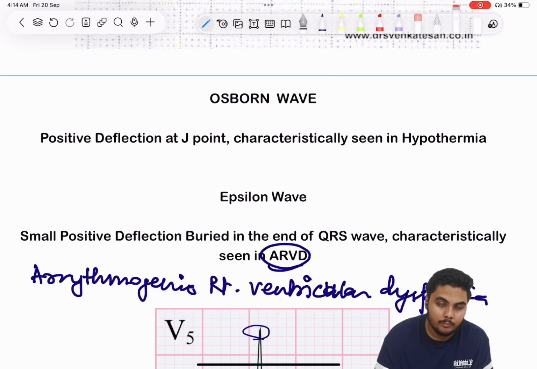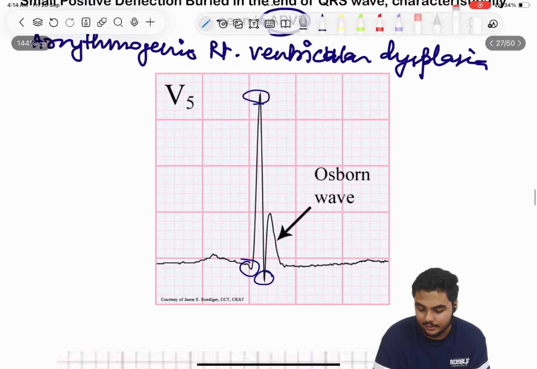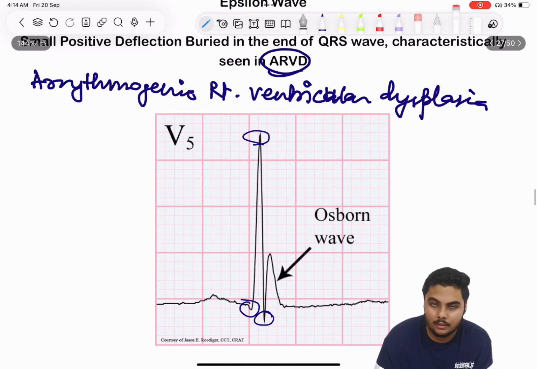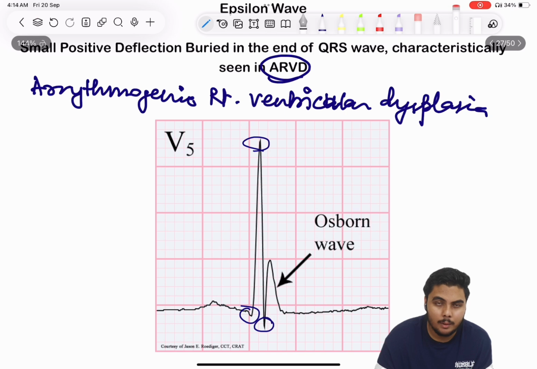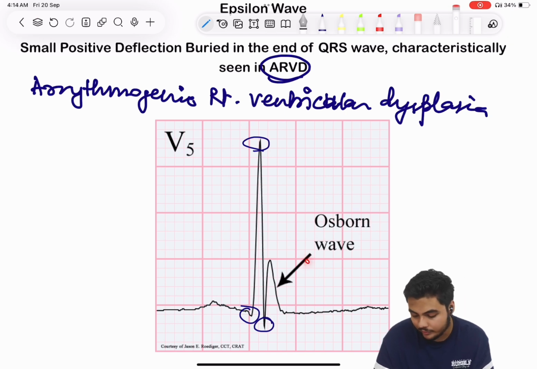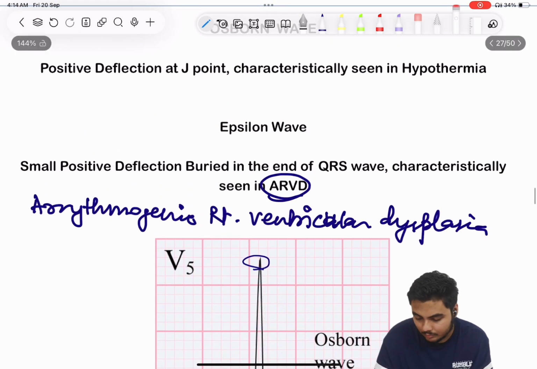The J point, I told you, is between S and T. So after S and before T is the J point, and the positive deflection at the J point characteristically seen in hypothermia is called the Osborn wave. So you will be given a history of a patient who has bathed in a cold lake or something like that, which demonstrates hypothermia, and in that case, the Osborn wave will be seen in the ECG, right?